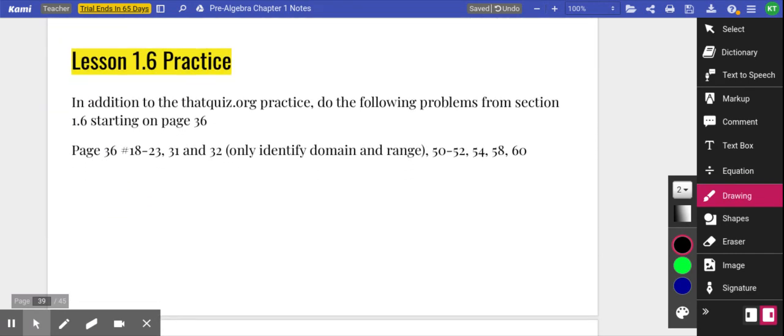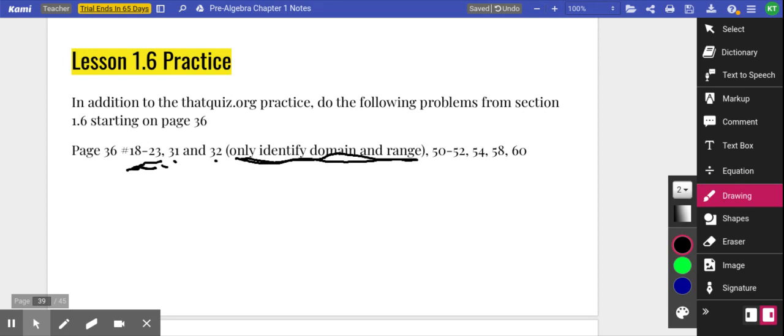All right, your practice for today. In addition to thatquiz.org, that you did your 10 of each, identifying and labeling, I'd like you to do the following problems from section 1.6. And again, thatquiz.org is going to give you the best practice for plotting and labeling. So go through and make sure you can get 10 correct each on that. And then on page 36, you're going to do numbers 18 to 23, number 31, and 32. Okay, there's going to be multiple directions for 31 and 32. I just want you to identify the domain and range for each one.